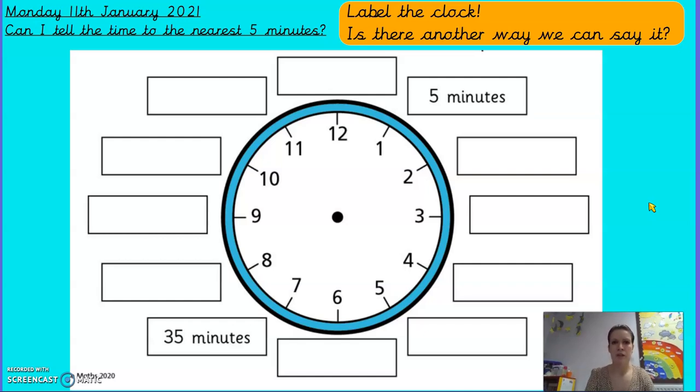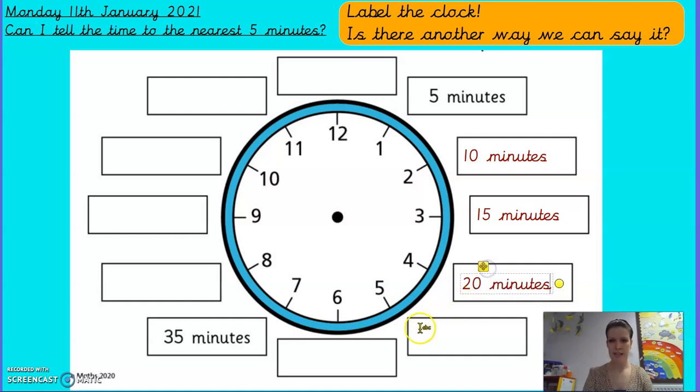Okay, well done. So let's go through the answers. So as you can see, I want multiples of 5. Now we always start at the 12, and that's sort of our 0. Okay, so then if you jump to the 1, it'd be 5 minutes, and all you're doing is counting in multiples of 5. So I've got 5. Next one would be 10 minutes. The next one would then be 15 minutes. The next one would be then 20 minutes.